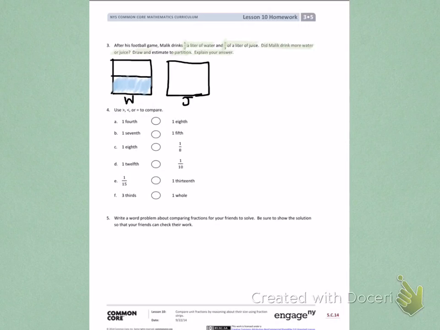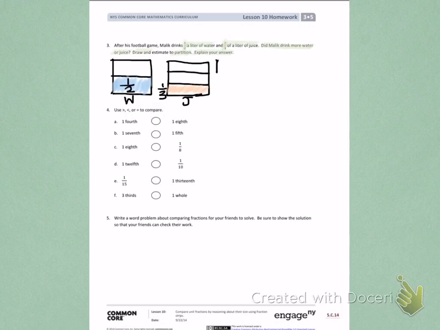Next, he drank 1/3 of a liter of juice. When I have thirds, I have 3 equal parts, so I'm carefully going to partition into 3 equal parts, and then I will shade the juice that he drank. When I look at these 2 pictures, I see the water is a bit more full than the 1/3 of the juice. The 1/2 of the water is a bit more than the 1/3 of the juice.